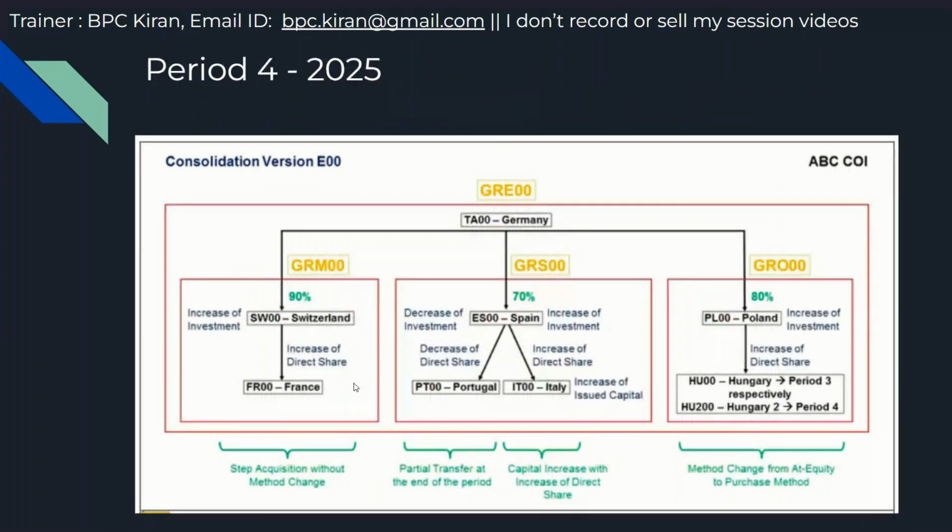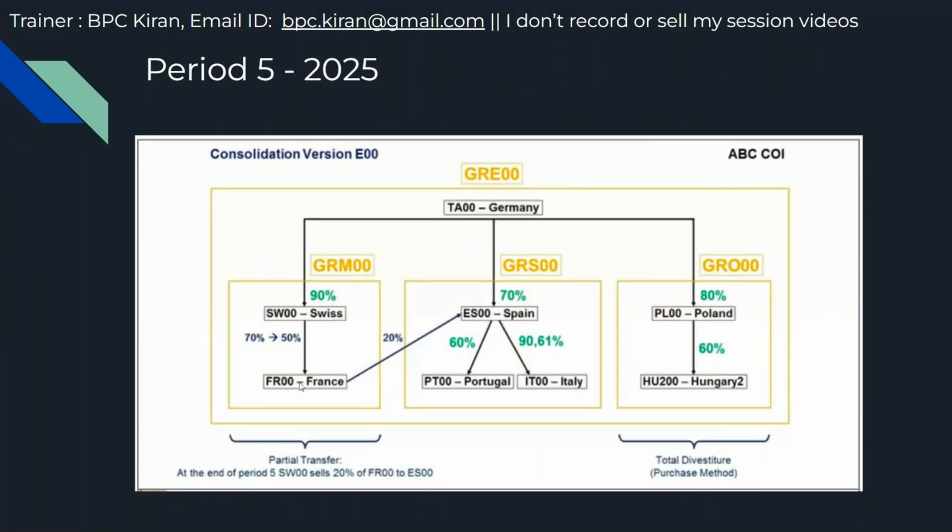Now from the 70%, 20% we are selling to Spain. So both are in the same group, right? France and Spain both are in the same group. How are both in the same group? See, this is Europe. Both Spain and France are part of the Europe group. Even the investors are all part of the same Europe group. At that time, how are you going to handle the partial transfer? So Switzerland sells 20% of France to Spain. This is the scenario we are going to understand.